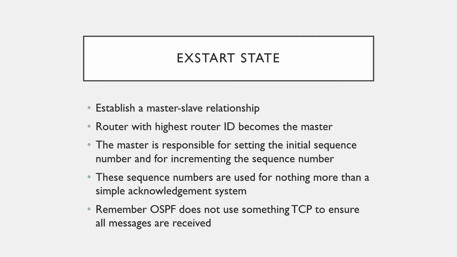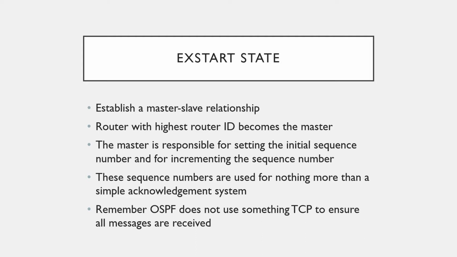Because there's no TCP in OSPF. OSPF doesn't use TCP. And the sequence numbers in LSAs just let you know how recent or new your LSA is. So every time an LSA gets updated, you increment the sequence number. These sequence numbers that I'm talking about are used for just one very simple purpose.